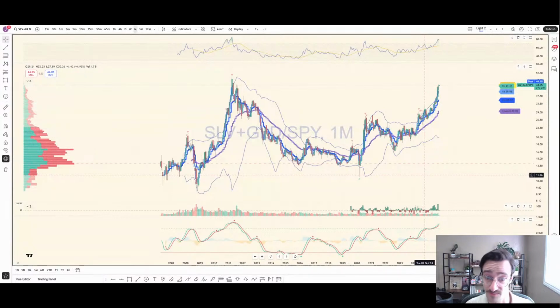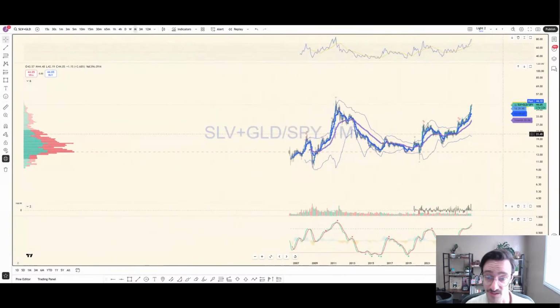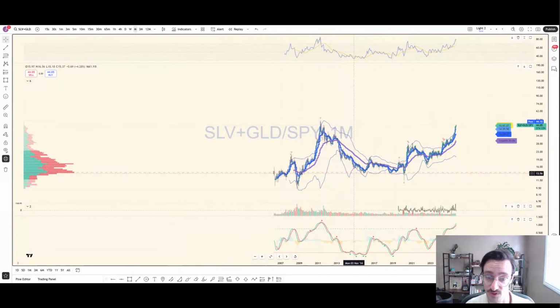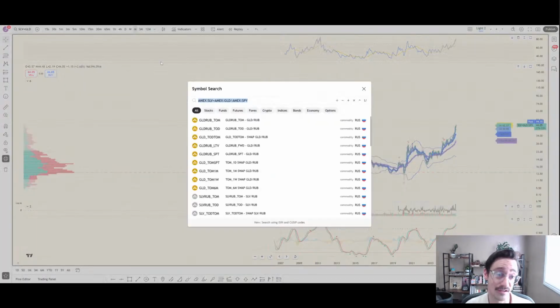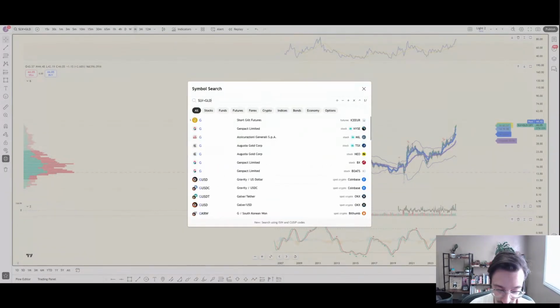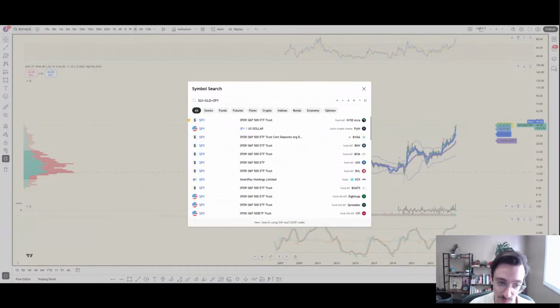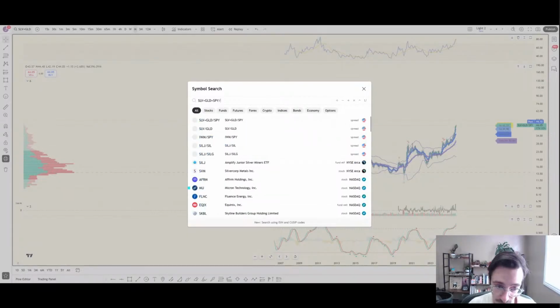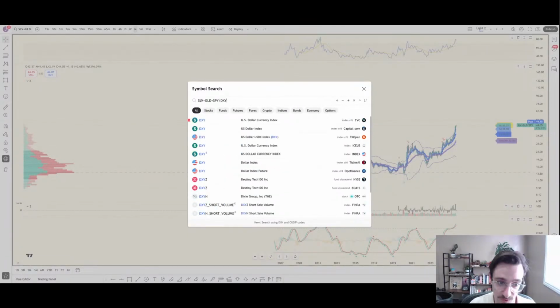All right. Remember, we're talking about bases. This whole chart is going to be a base. It's going to break this and go much higher. So this is telling us that precious metals are going to outperform SPY. And let's do it one step further. SLV plus GLD plus SPY. You can buy all of this stuff versus the dollar.